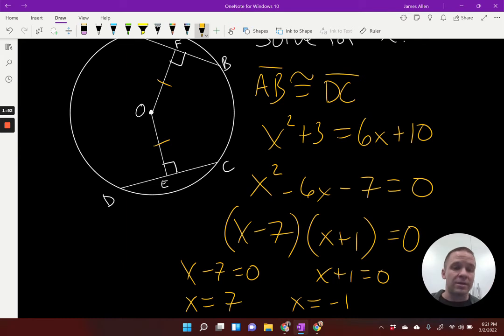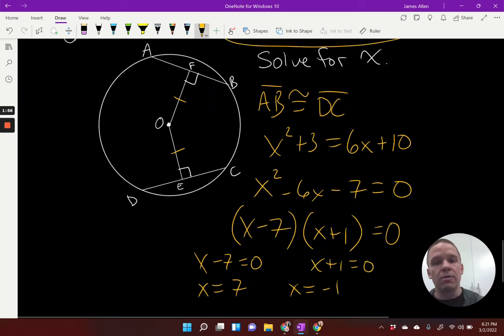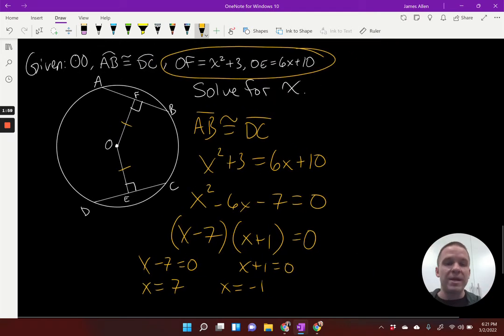Now, I do need to check to see, do these work in the original context of the problem? Okay, well, let's find out. If my segment lengths, OF and OE, are x squared plus 3, if I plug 7 in, I get 49 plus 3 is 52. If I plug 7 in here, I get 42 plus 10, that's 52. So 7 checks out. 7 is definitely one of our answers.